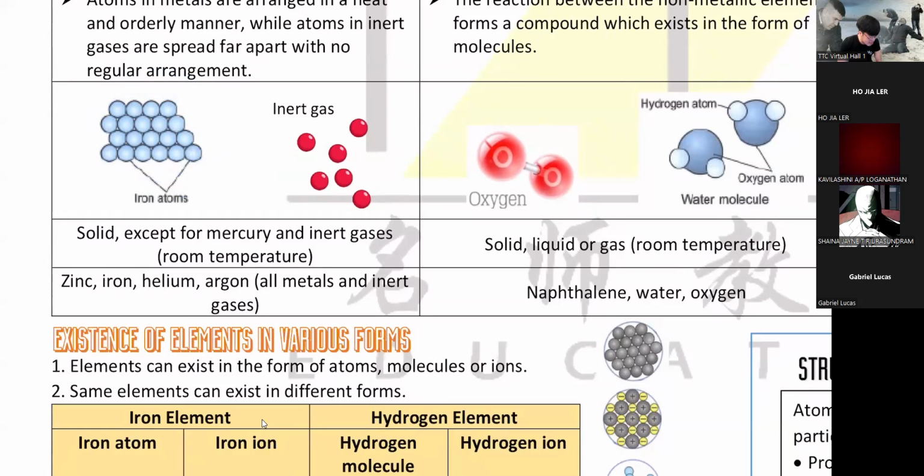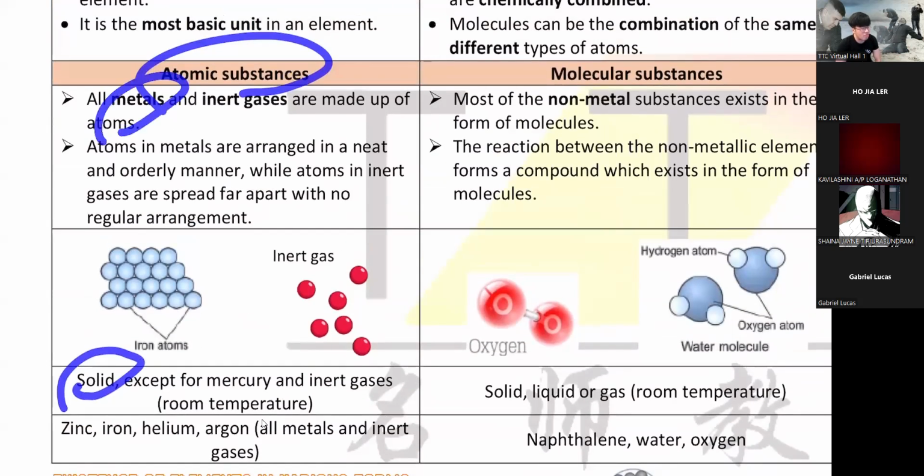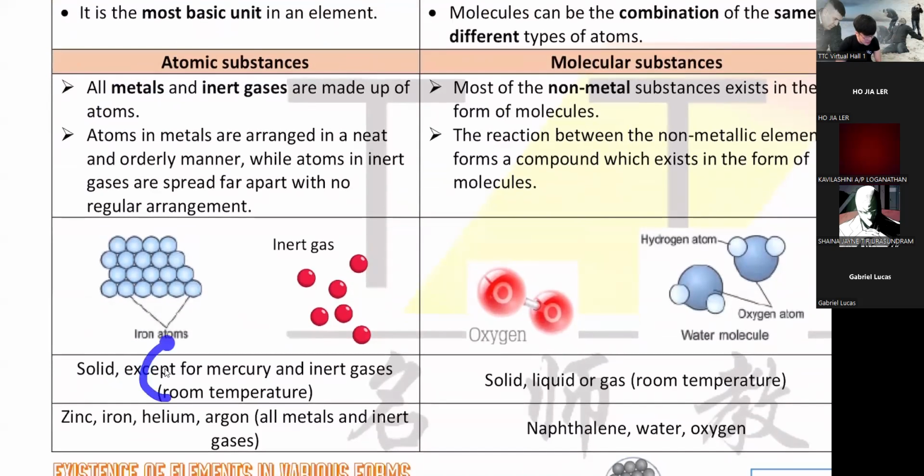About their state, most atomic substances are solid because they are metal. All metals are solid, right? Except for mercury. Mercury is the only liquid in this case.